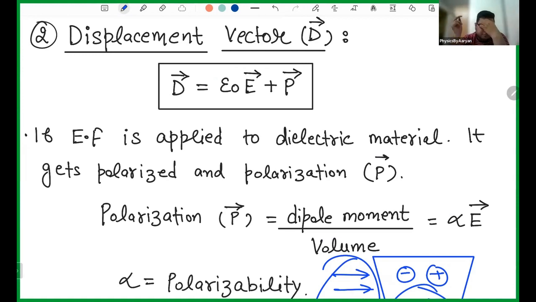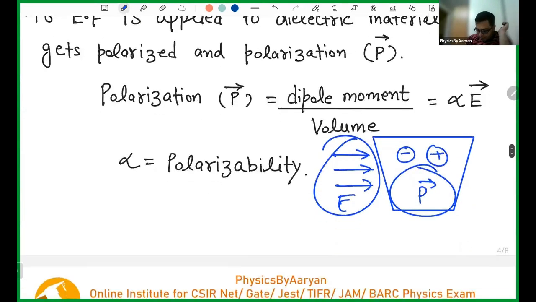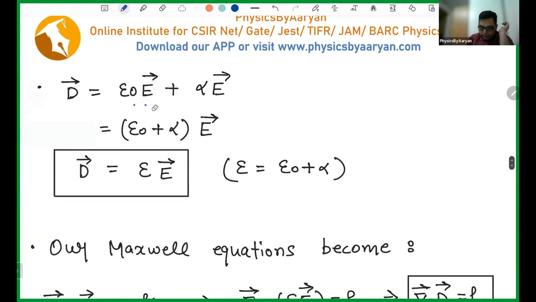Same thing like before. Your B was made up of two things, H and M. Now your D is made up of two things, E and P. In order to conserve the units, you have to multiply with epsilon. And P is what? P is alpha into E. So let's put this value. D is epsilon naught E and P is alpha E. So you will get epsilon naught plus alpha E, and epsilon naught plus alpha can be written as epsilon. What is epsilon? Epsilon is the permittivity in the medium. So you have to remember this formula that D is always equal to epsilon E.